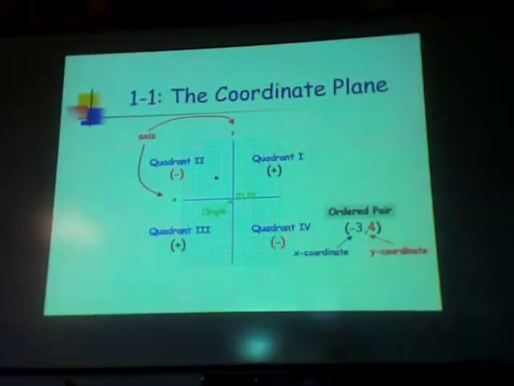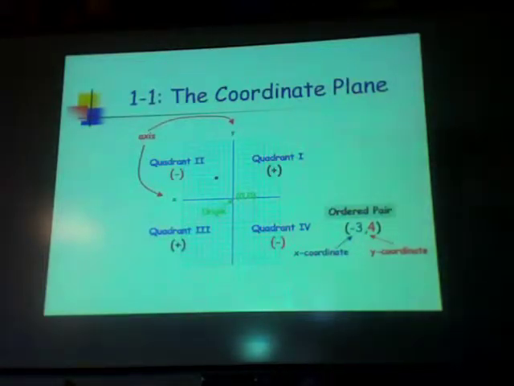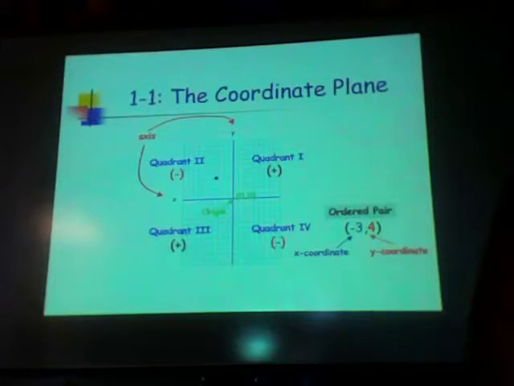Give or take a little bit, and you would label that point. Oftentimes points are labeled with capital letters, like A, B, C, or whatever. So you'd name that point with that capital letter, or you'd name it with -3, 4. Questions about the coordinate plane? Okay, hopefully that's all review.